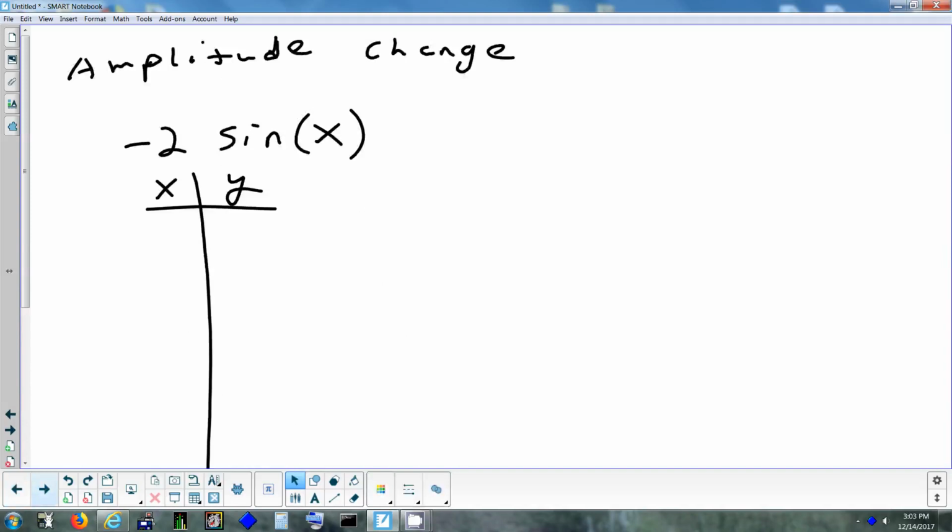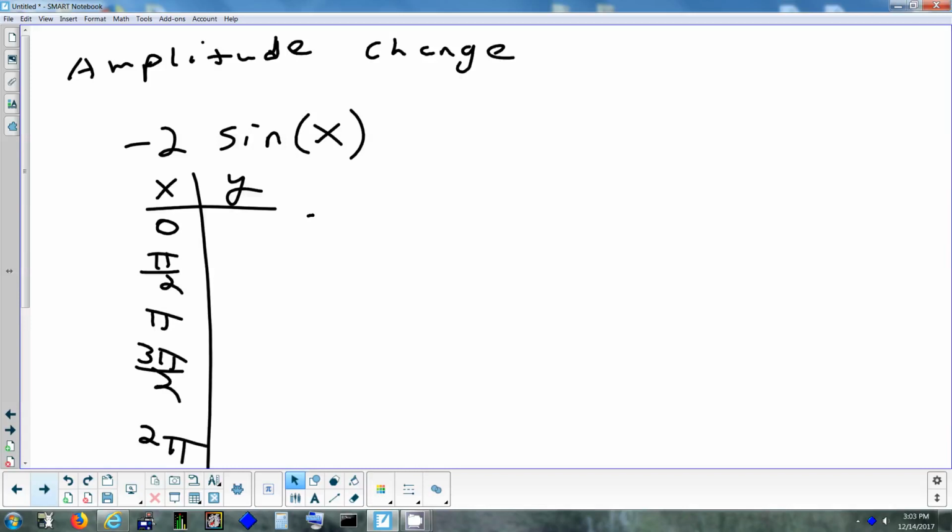So amplitude change. Amplitude is the what of the graph? It's the height. Height implies up and down, vertical. So we are changing the height, which means which column stays the same? Y is the up and down, so the y's are going to change. The x's stay the same.